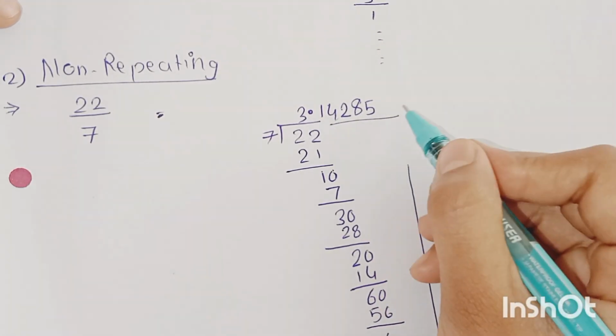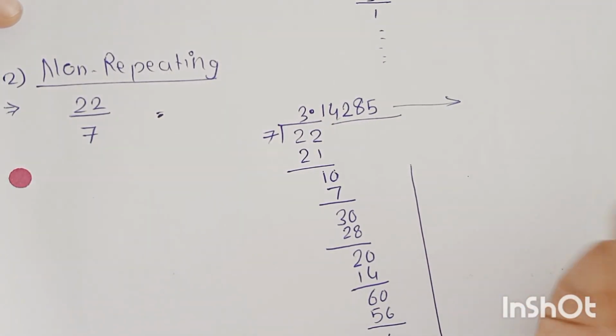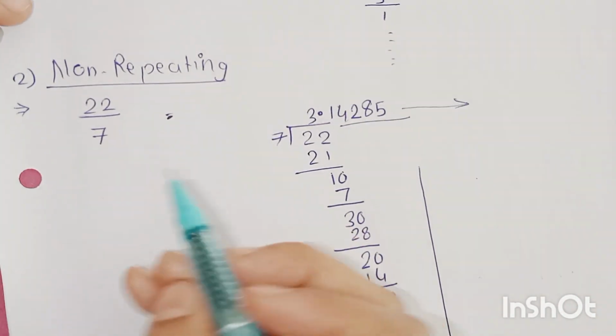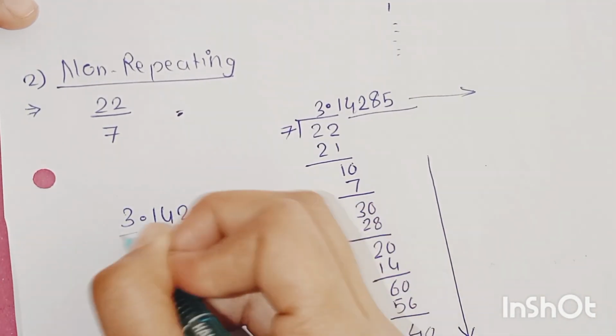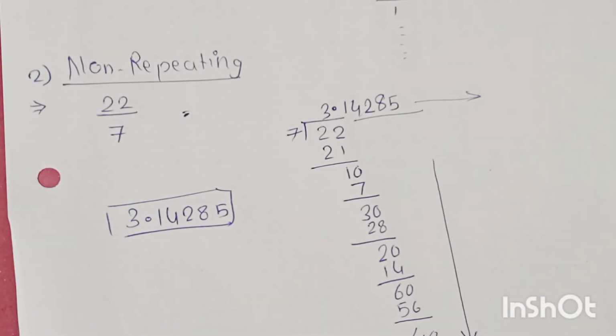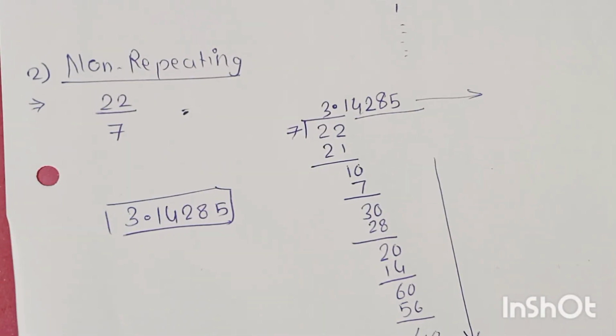So this number is different. After the decimal point, there are different numbers. Okay, there are different types of numbers after the decimal point. Thus, they are non-repeating numbers. Non-repeating, non-terminating numbers. Okay, thank you.